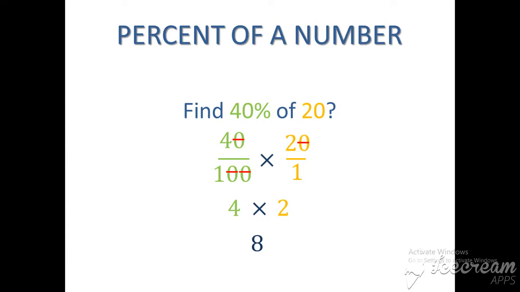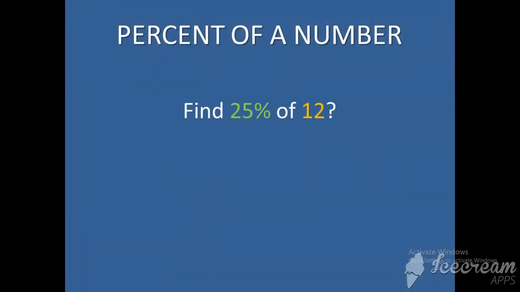Now before you start practicing on your own, let's discuss one more question together. Find 25% of 12. 25% of 12 means 25 hundredths times 12. Is there any cancellation possible? Yes, there is. We know that 25 and 100 both are multiples of 25, and 25 is numerator and 100 is denominator, so we can cancel them out. So cancelling 25 and 100 with 25 gives us 1/4 times 12, copied as it is.